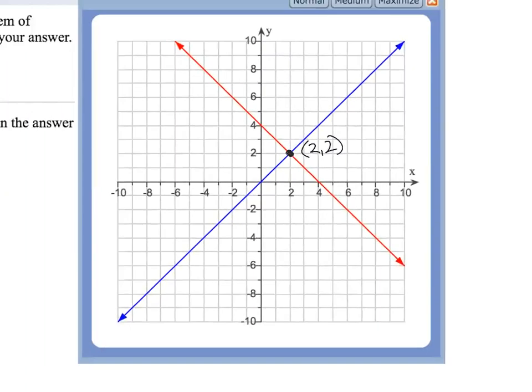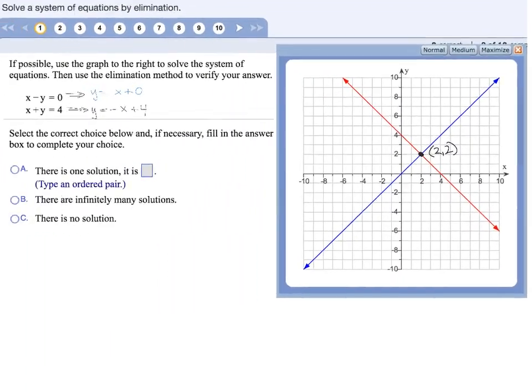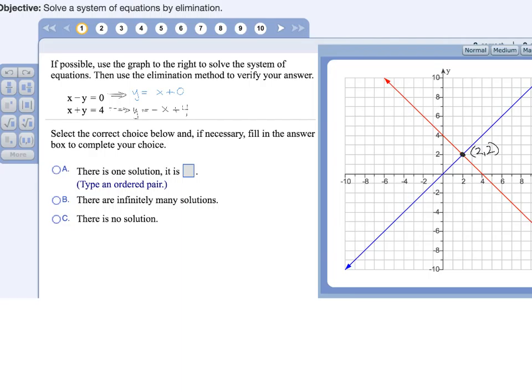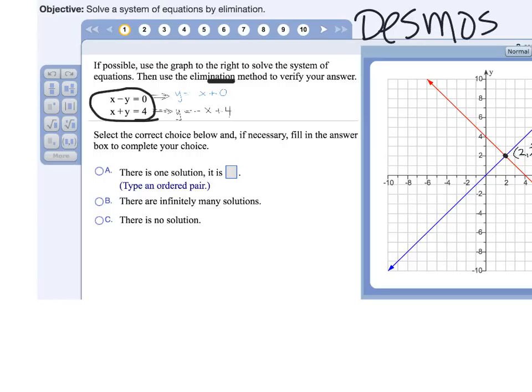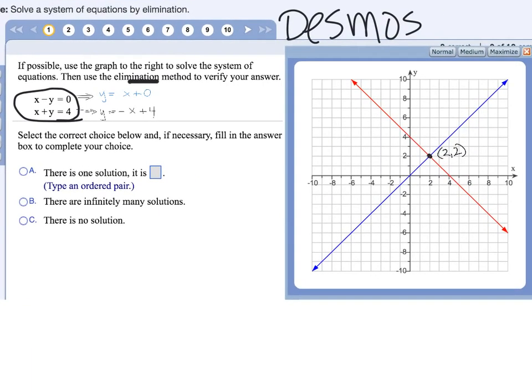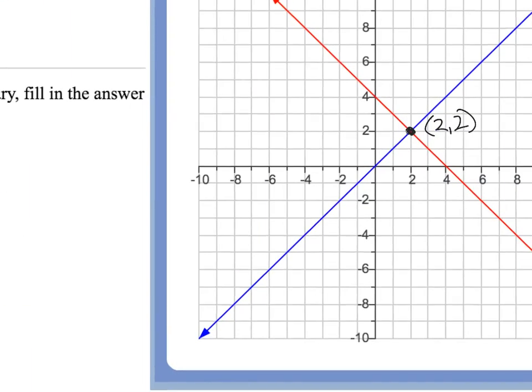So that's our solution. But now what they want us to do is use elimination to prove it. First off, I'm going to remind you, you can always use Desmos. Remember, go to Desmos. You're going to type in these two equations, and the lines will appear, and then you can zoom in to see where those two lines intersect, if they intersect at all.